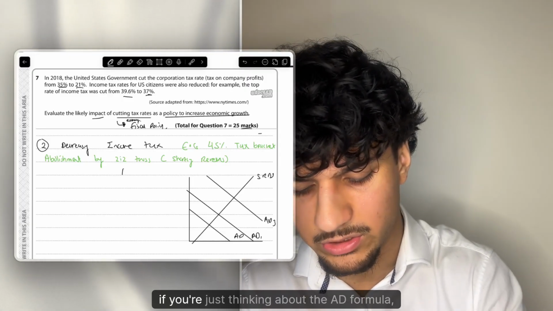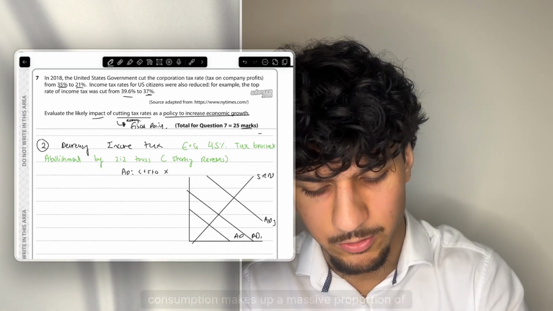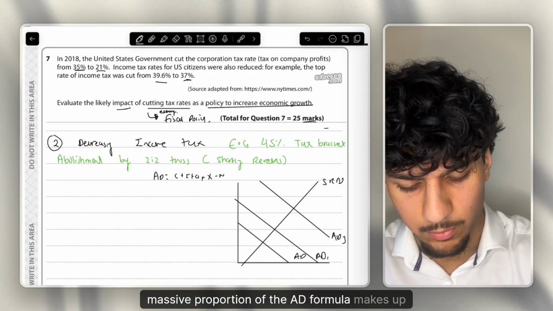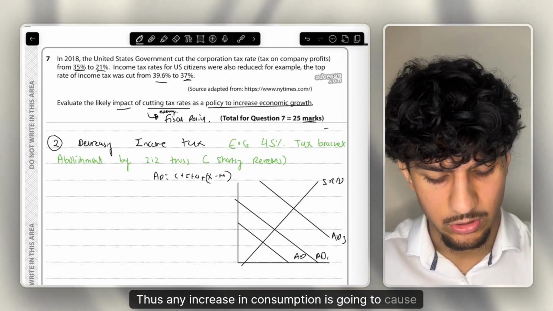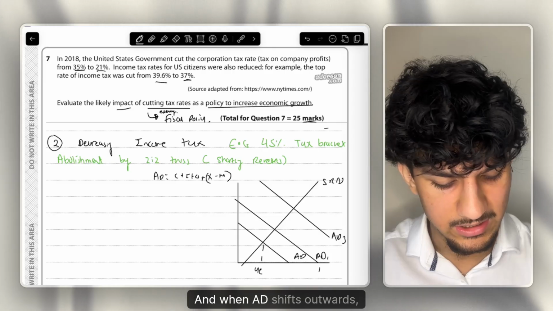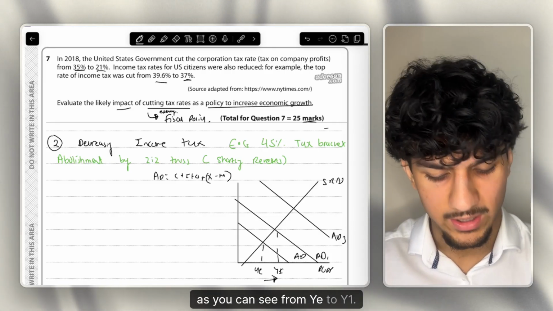And like we know, if you're just thinking about the AD formula, consumption makes up a massive proportion of the AD formula. It makes up around 60% of AD. Thus, any increase in consumption is going to cause AD to shift outwards. And when AD shifts outwards, what happens? Of course, real GDP increases, as you can see, from YE to Y1.